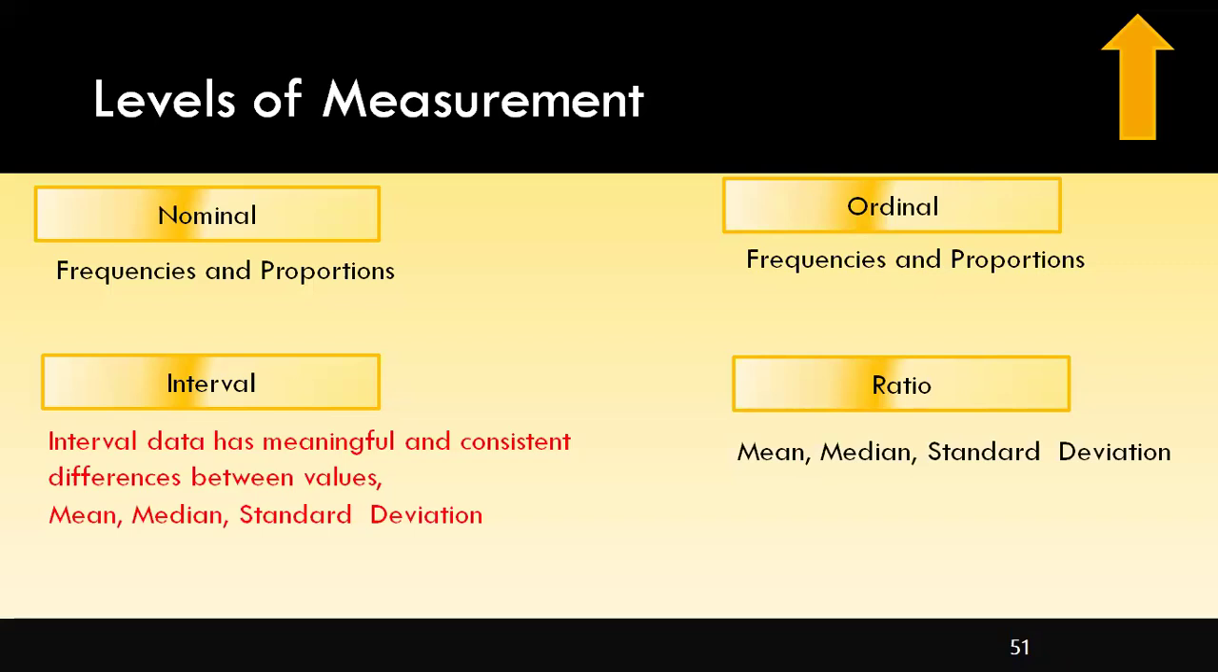So these examples are more related to your nominal type of variable. Next one is the ordinal type of variable. Like the nominal type of variable, you can also find out the frequency and proportions of the ordinal type of variable. So both of them, the nominal as well as the ordinal type of variables, are nothing but categorical variables.